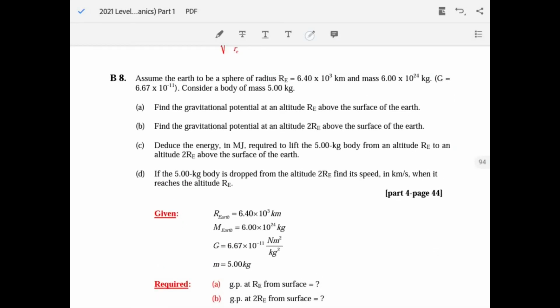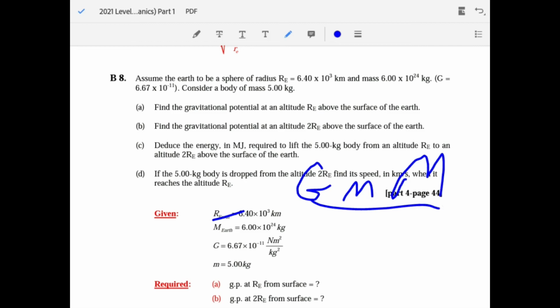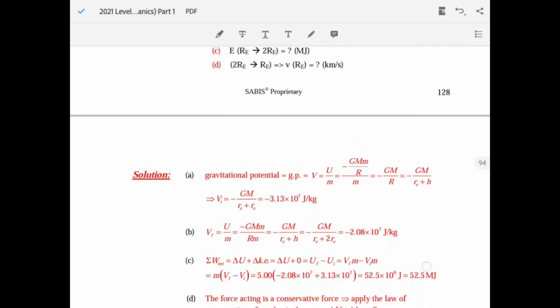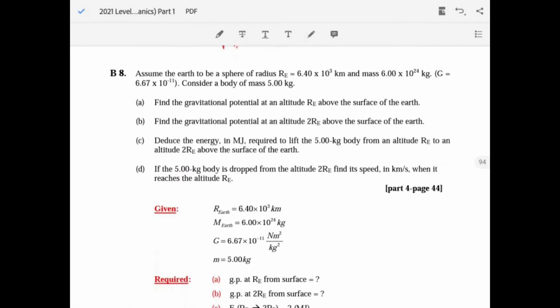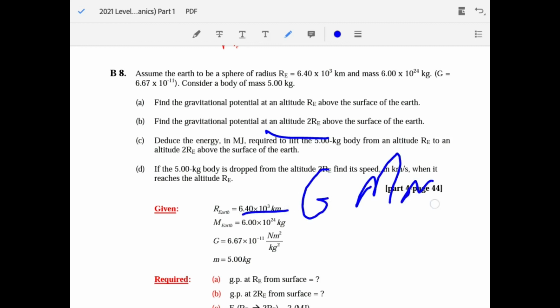Find the potential energy at an altitude RE above the Earth. So potential is minus GMm over R. Now R is 2RE. So you substitute the values and you get it over there. I'm sorry I'm doing it over the Azan, but I recorded it. It's starting. So at an altitude 2RE above the surface of Earth, same thing again: minus GMm over RE plus RE, because you have the first RE normal and then you have the one altitude.